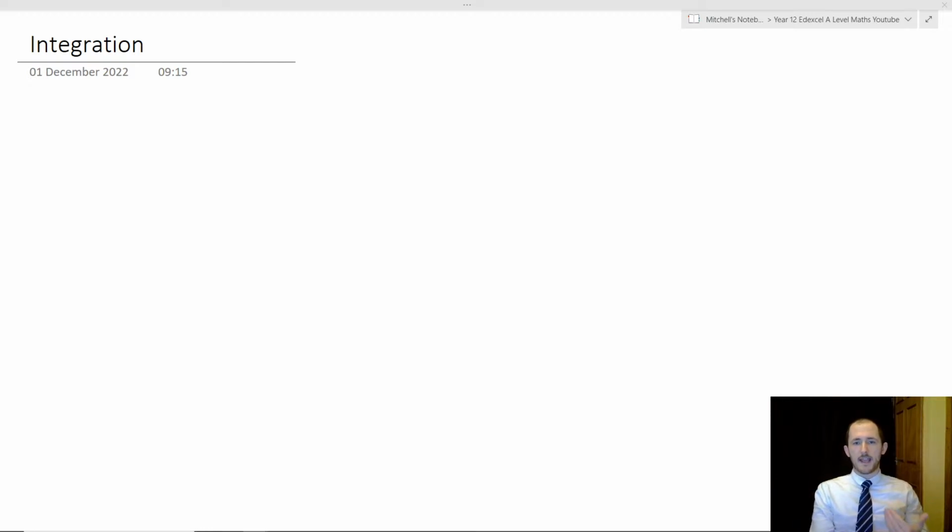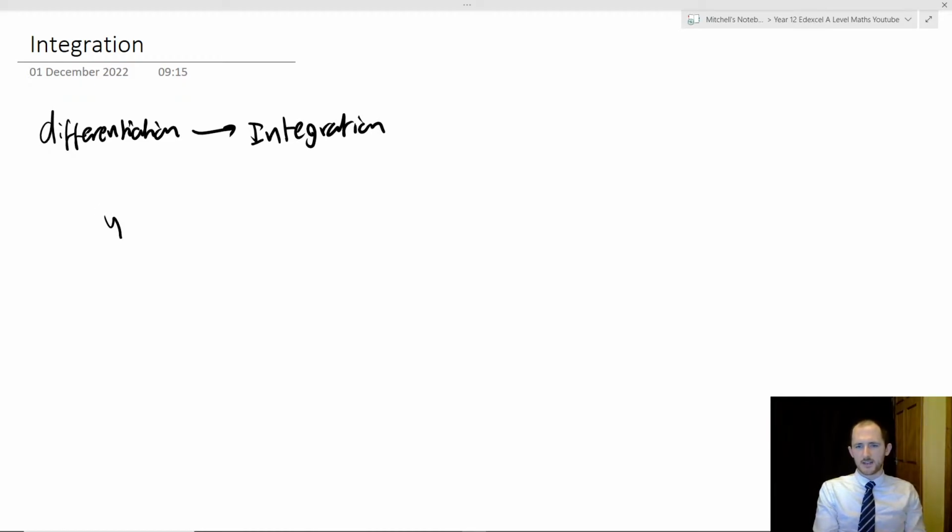Whenever we have an operation in maths, so times, divide, add and subtract, we need to have the inverse operation. So for differentiation, the inverse operation, as you can probably guess, is integration.